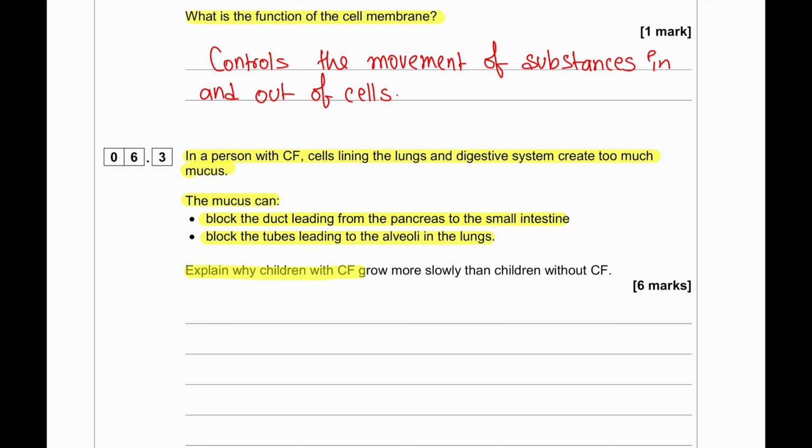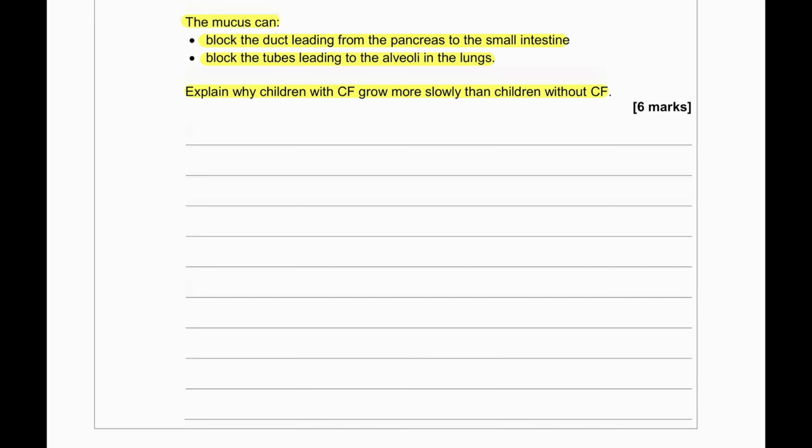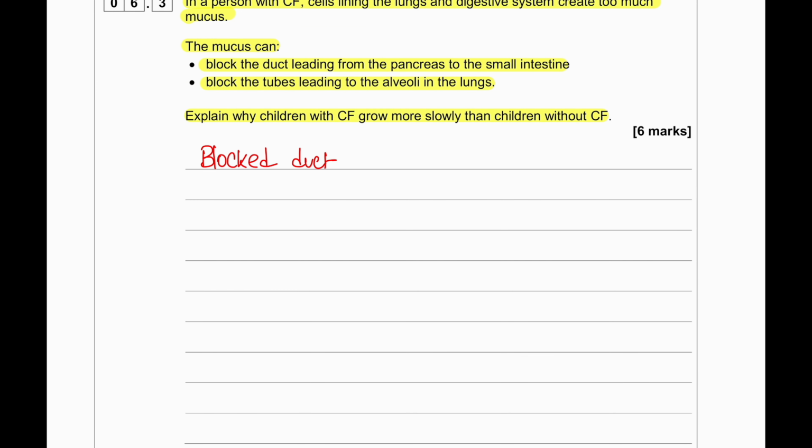Explain why children with CF grow more slowly than children without CF. Since the excess mucus can block the duct leading from the pancreas to the small intestine and block the tubes leading to the alveoli in the lungs. So first of all, for the blocking of the duct leading from the pancreas, which brings the enzymes.